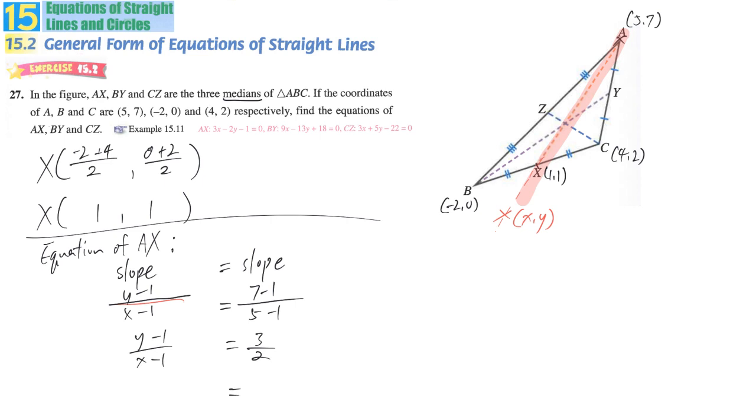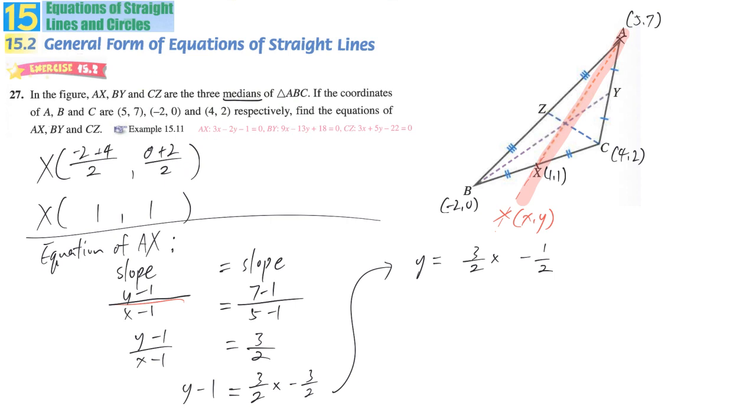So finally, I prefer slope-intercept form. So y is equal to 3 over 2 x minus 1 over 2. However, it's difficult for you to check the answer using slope-intercept form here, because in this exercise they give you the general form.